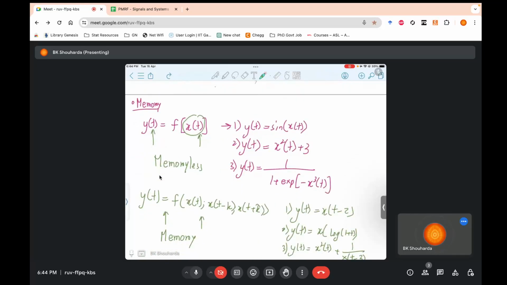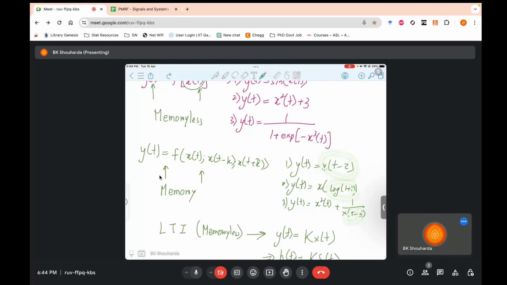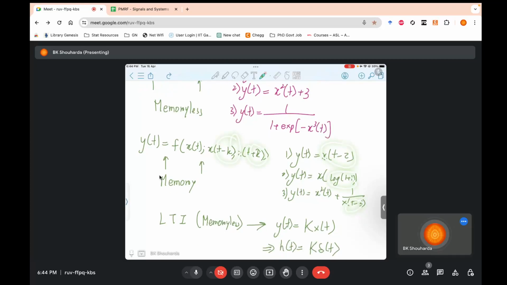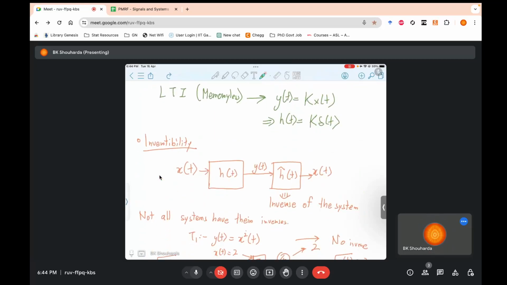Memory means that this y of t is a function of the present value of t only. It doesn't depend on past values like x of t minus tau, log of 1 plus t. These are memory terms. Okay, future or past. These should not be there in a memoryless system. Invertibility, that means if you give x of t, there exists an inverse system which will give back x of t.